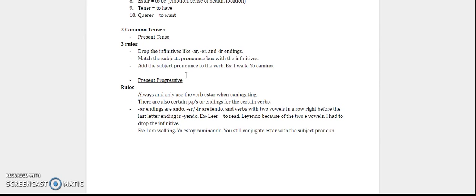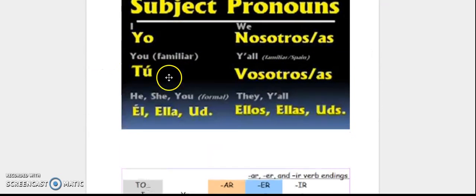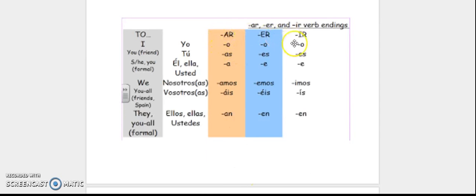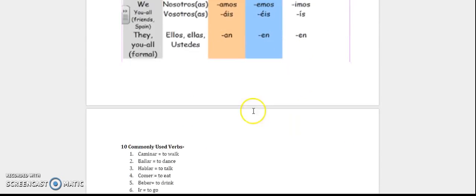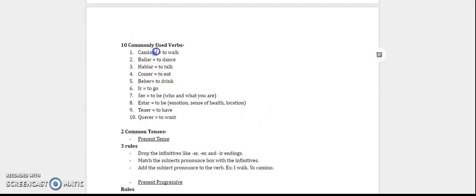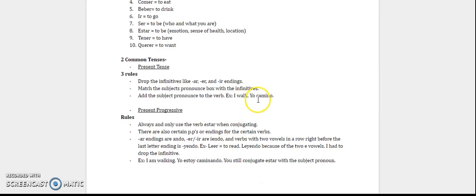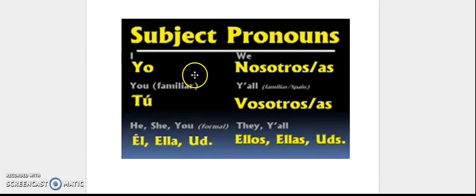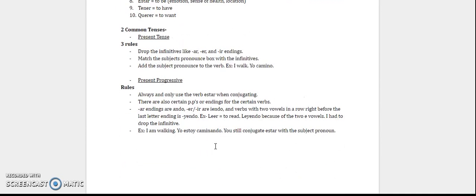Now for the present tense, there are three certain rules you must follow when conjugating. You have to drop the infinitives, or the endings, with the AR, ER, and IR. You have to match a subject pronoun from the box that was up here earlier, and you have to conjugate with the verb. And then these are the endings that you need to conjugate with the verb at the end. So, for example, if it was caminar, that ending is obviously AR right here. So when you're using that, it'd be yo camino, because for AR verbs it's O, and you have to conjugate yo for I.